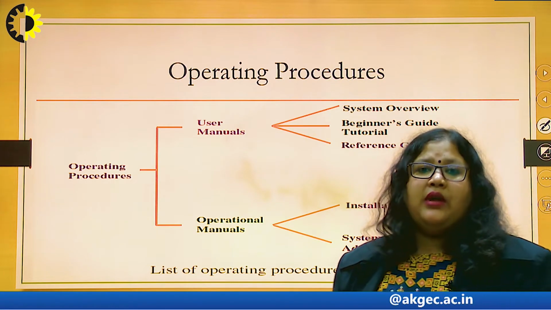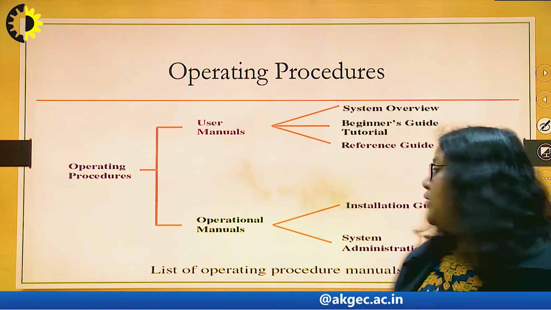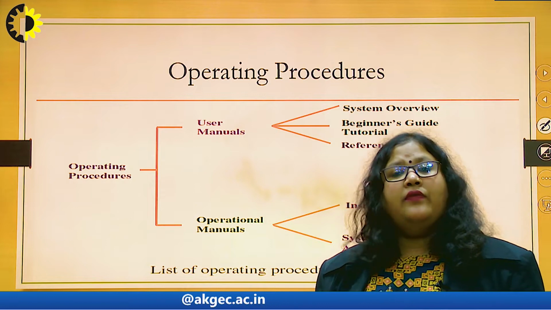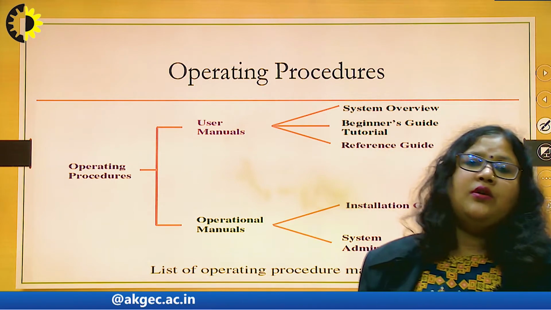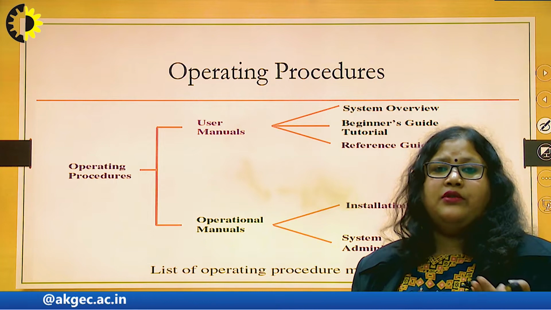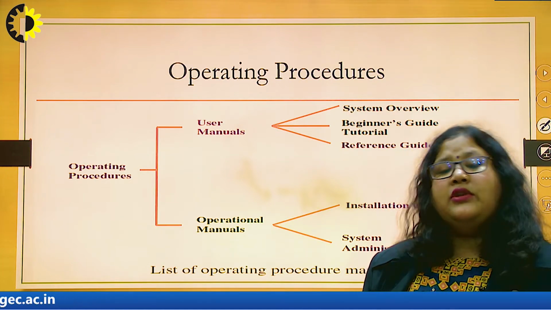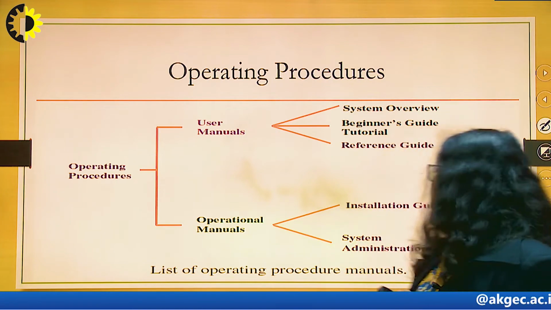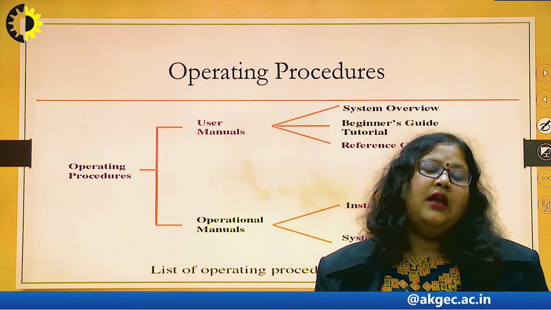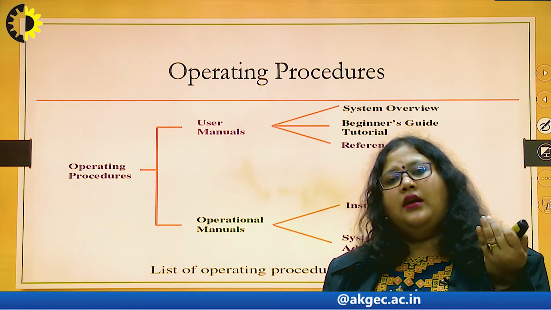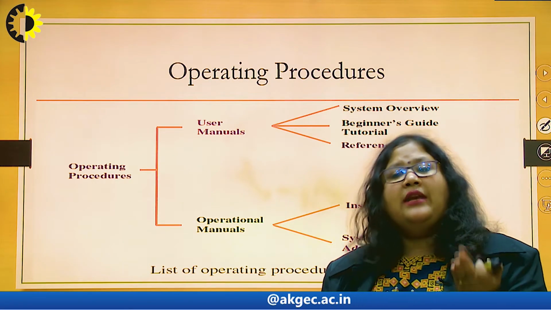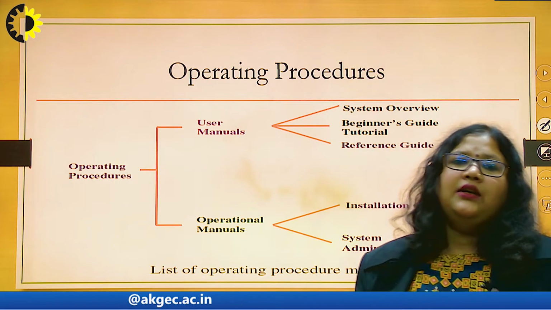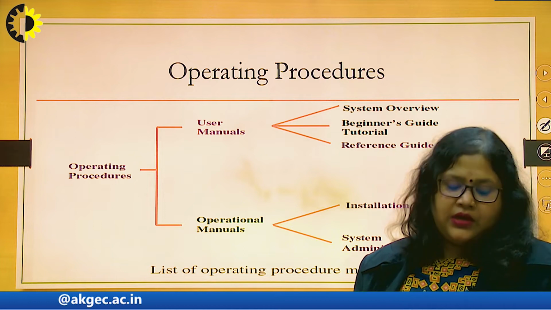Now the operation manuals. Operation manuals have two parts, that is the installation guide and the system administration guide. Suppose we install any software in the system, so we require the installation manual, describing how we have to install that particular software into the system. So a step by step procedure we have to define in the installation manual. And the system administration guide means we define how we install that particular software with the permissions of the administration guidance. So these are the two procedures that we use in the operation manuals.